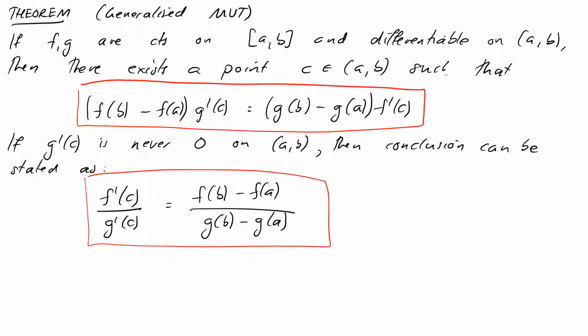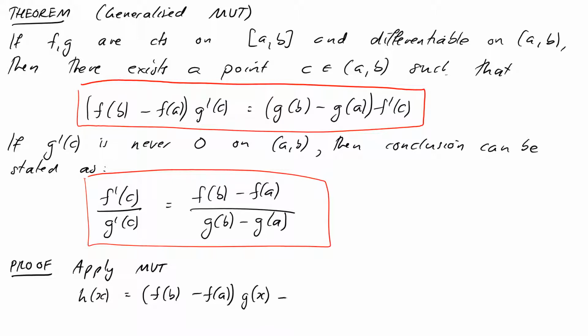Okay, now it turns out this one is sometimes quite useful in practice. And the proof of it is not too hard because we've kind of done it already. So we'll leave it as an exercise, but the way you go about it is you apply the mean value theorem to the following function. h of x equals f of b minus f of a times g of x minus g of b minus g of a times f of x. And then the result that we're after kind of falls straight out.